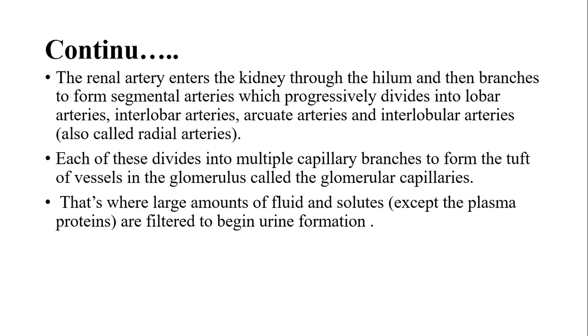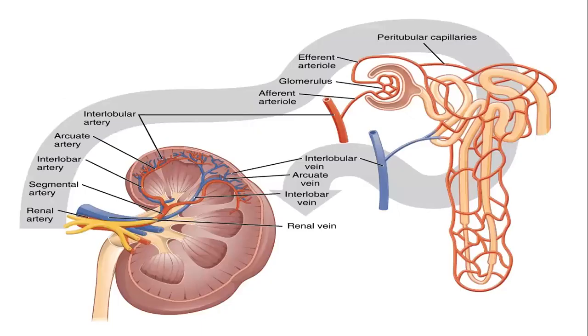Each of these divides into multiple capillary branches to form a tuft of vessels in the glomerulus called the glomerular capillaries. That's where large amounts of fluid and solutes, except the plasma proteins, are filtered to begin urine formation. We'll talk about how these join up. I like diagrams because they're easier to explain and they're straightforward.